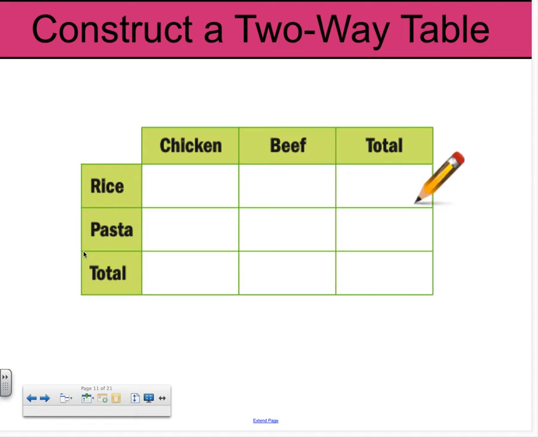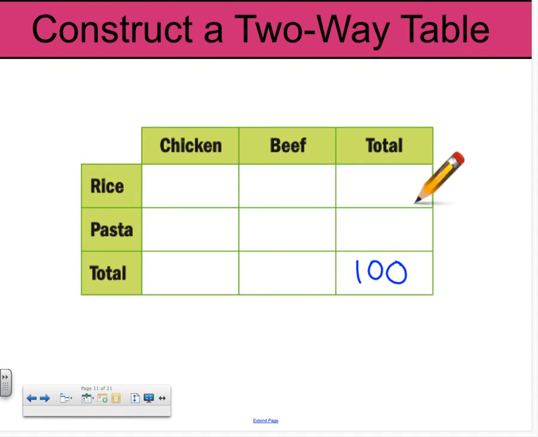The first problem is actually part of your homework. It's page 693. And it tells us of customers in a restaurant. And they told us right off the bat that there's 100 customers. Well, that total should go right here in the bottom right-hand corner. They're telling us how many total customers there are.